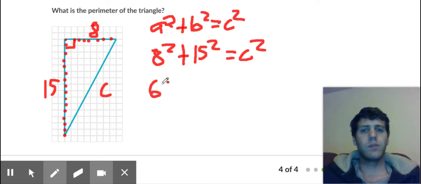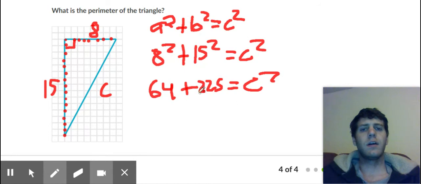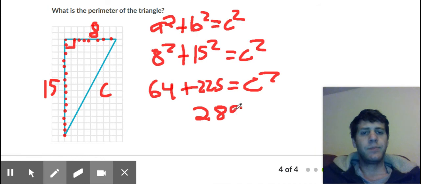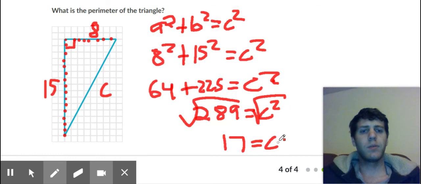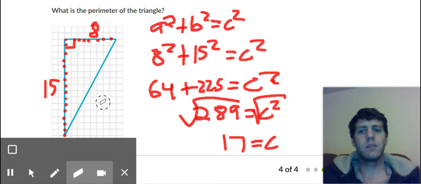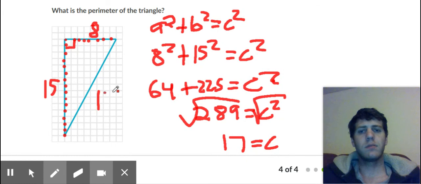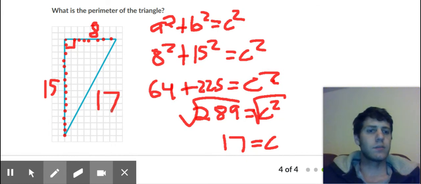All right, that's 64 plus 225 equals c squared. 225 plus 64, so plus 60 is going to give us 285, and then plus 4 is 289. Okay, take the square root of both sides, and that's going to be plus or minus 17, but we want the positive 17 because we're looking at lengths, so you want the positive length.